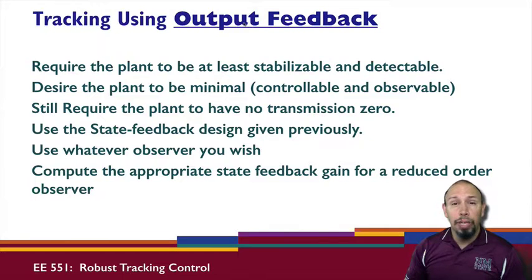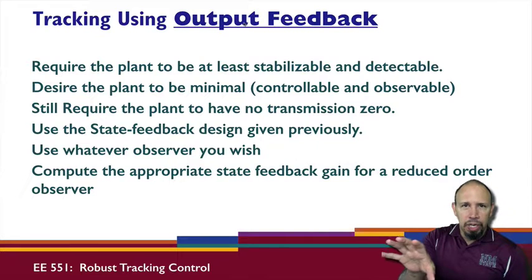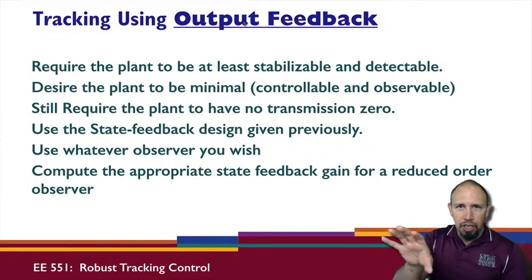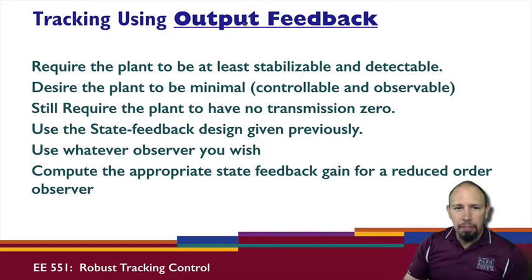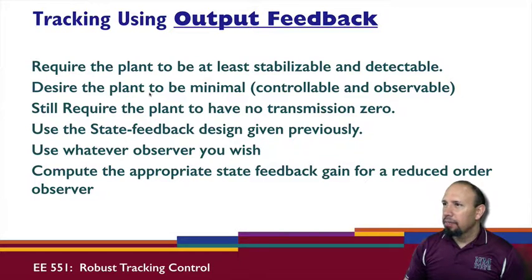The process using output feedback is the process of using an observer for feedback. We have seen that we can do that already, and we saw that when we use observer feedback in a state feedback type configuration, we get the separation principle between the observer and the state feedback poles. In general, we would like the plant to be minimal, that is both controllable and observable. We will still require the plant to have no transmission zero at the given frequencies of the reference signal.